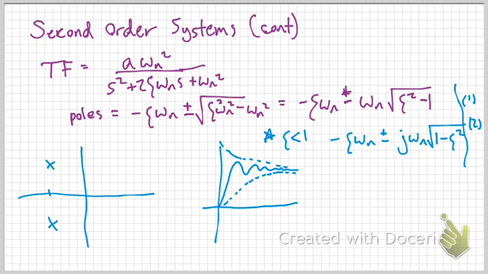Now, if we have an overdamped system, that's going to be one where we have two real poles, and the poles are unique, they don't overlap. So we have that zeta is greater than 1. Then we can have a system that will look a lot more like a first order system, but it might be slower or faster. In this case, this one should be slower than the way that I drew it.